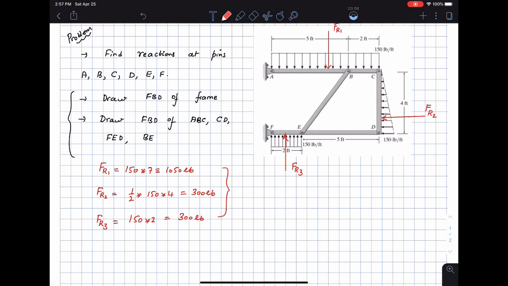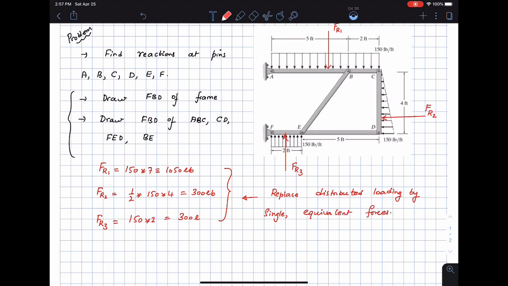So this is the first step in most of these problems. I'm sorry, I had to draw a curly bracket here. The first step is to get rid of the distributed loading. That's the first key step. Reduce the distributed loading to equivalent resultant forces, or replace the distributed loading by single equivalent forces.